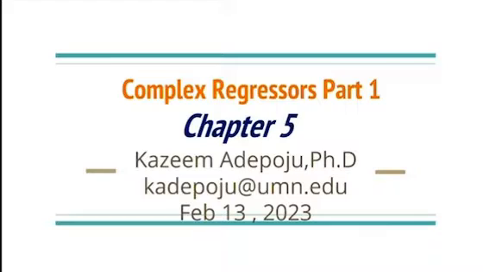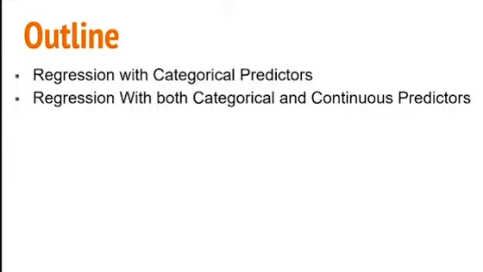In the lecture, we want to start what we call complex regressors. The idea of complex regressors is when you are working with a multiple linear regression where you have a combination of quantitative and categorical predictors, or you only have categorical predictors, or you only have quantitative predictors. You get what I mean?